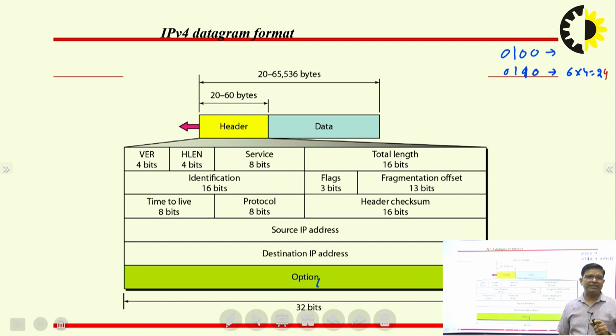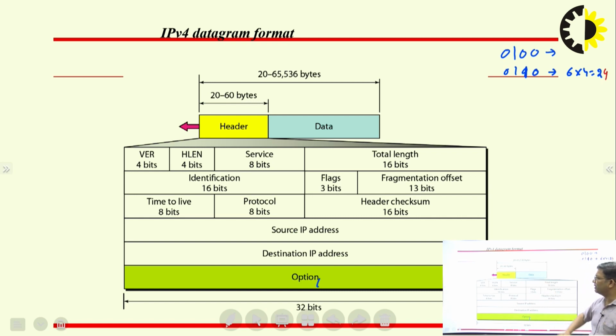The option field size can be calculated as, if the header size is more than 20 bytes, we subtract 20 from the header length. So the rest is the option size. So maximum header length is 60 bytes. So minimum 20, and header option size is 40 bytes maximum.